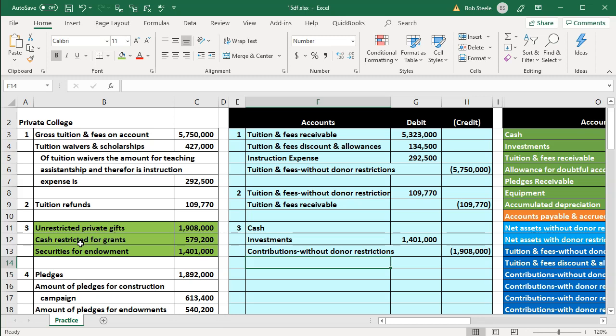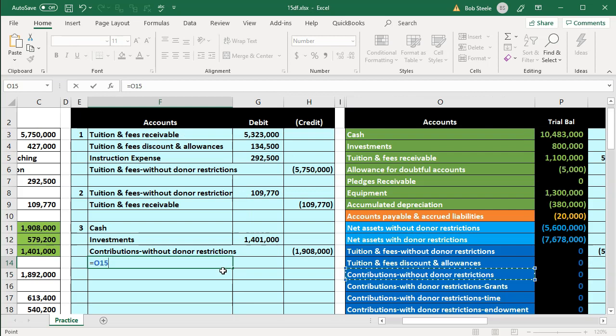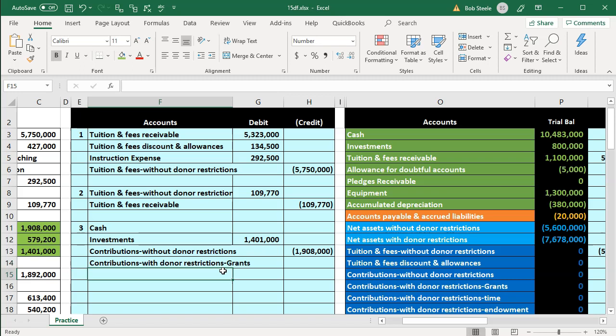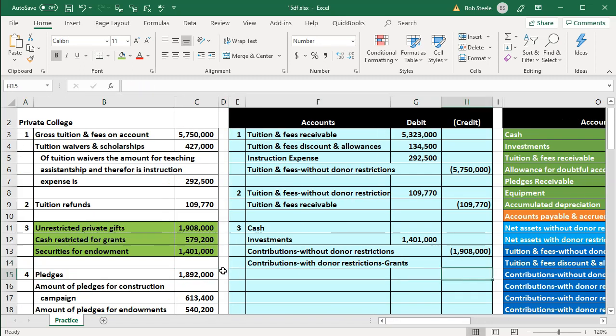And then we've got cash restricted for grants. That's going to be another type of contribution, but it will be restricted. So we're going to go over here and we're going to say that's another kind of contributions, but it has a restriction, that restriction related to grants. The amount then we're going to say is on the credit side of things at the $579,200.